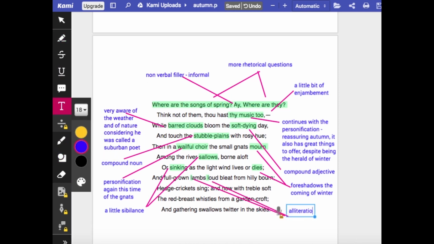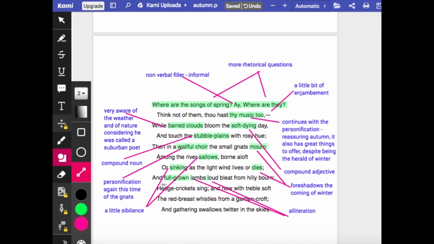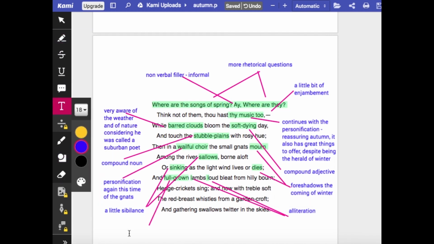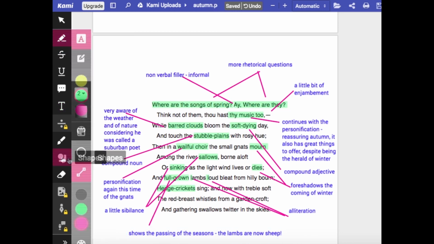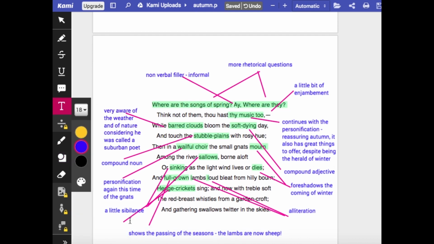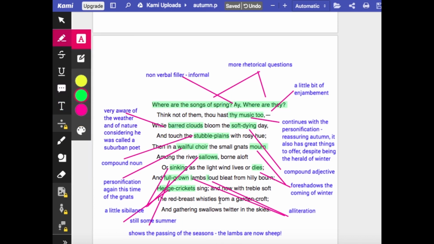Again, a reference to the progress from spring to autumn, that the lambs have grown up now and they are able to bleat independently, and they are an aspect of autumn. They show the passing of the seasons. The full-grown lambs show the passing of the seasons. The hedge crickets sing, still a little bit of summer. They hang on in there. But then the redbreast whistles from the garden croft.